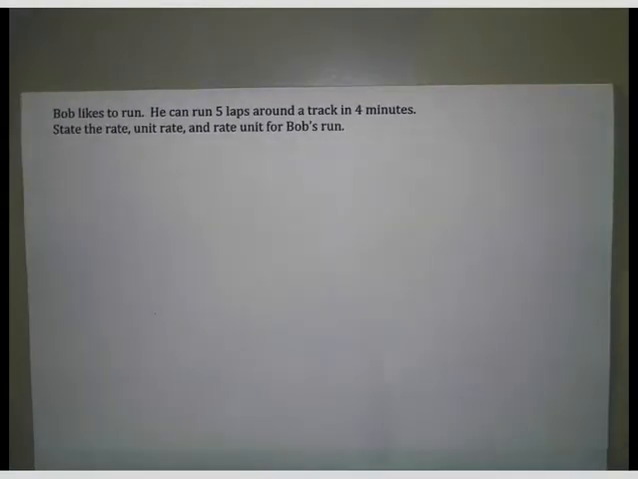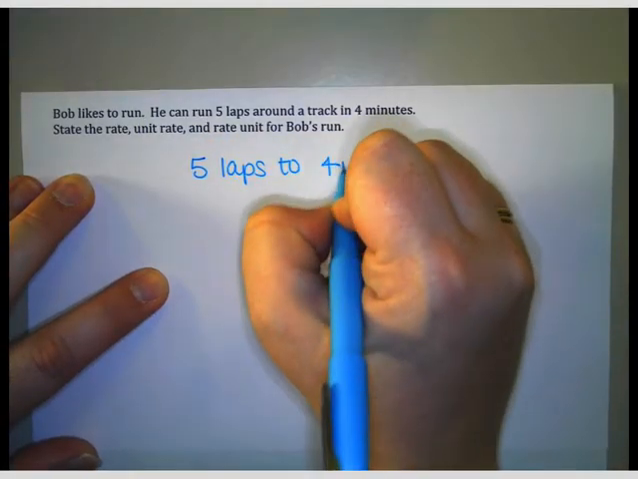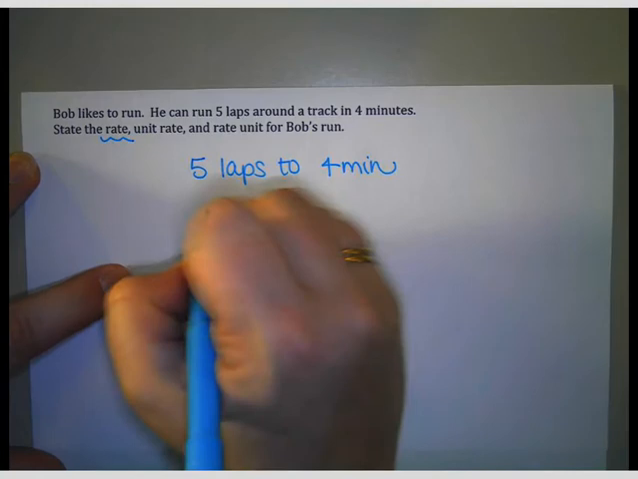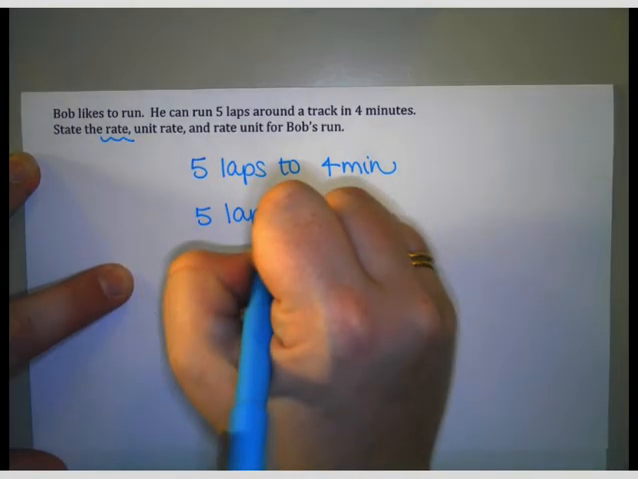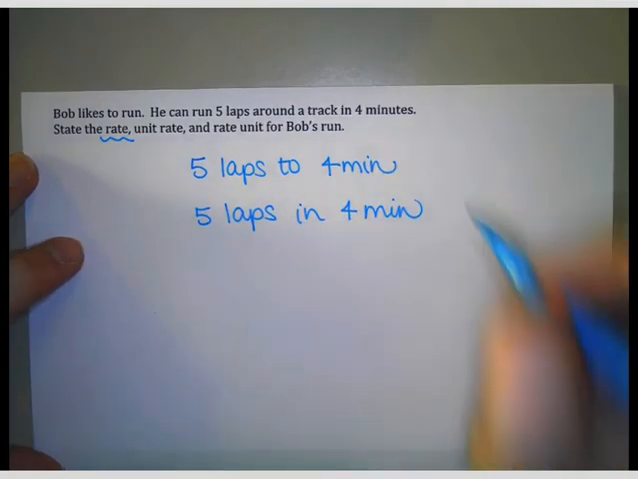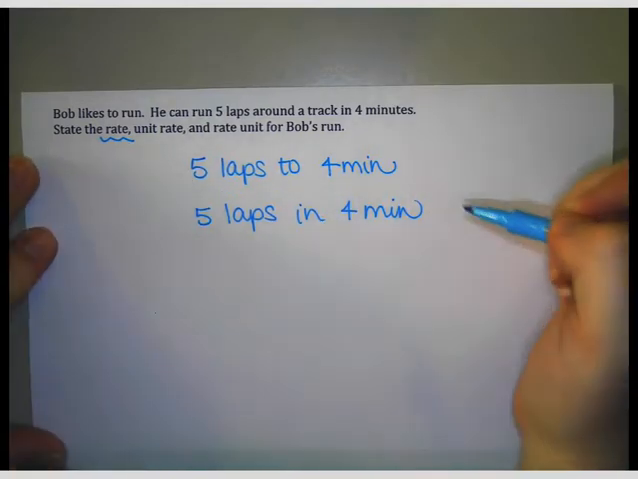Let's do another one. Bob likes to run. He can run laps around a track in 4 minutes. Specifically, he can run 5 laps around a track in 4 minutes. Here's his ratio. 5 laps to 4 minutes. Now let's state his rate. His rate is 5 laps in 4 minutes. Ratio and rate, they're almost exactly the same.